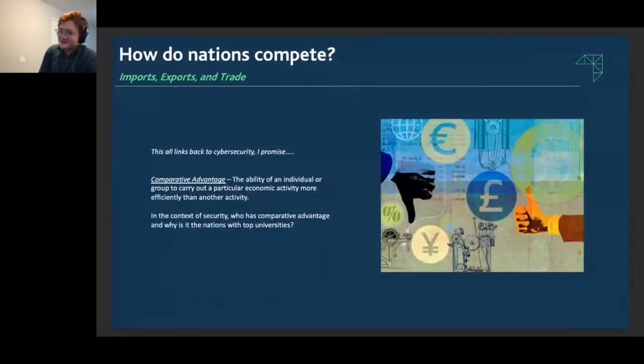How do nations compete? This is going more into the economic theory again. Again, this all links back to cybersecurity, I promise. So comparative advantage, the ability of an individual or group to carry out a particular economic activity more effectively than any other activity. In the context of security, who has comparative advantage, and why is it nations with top universities? So this is kind of tongue in cheek.